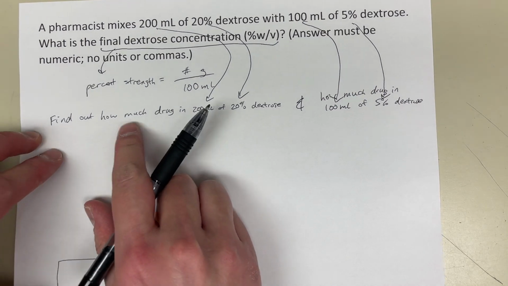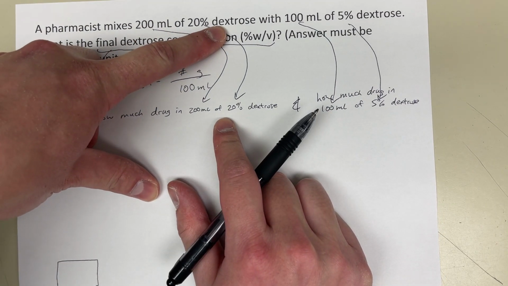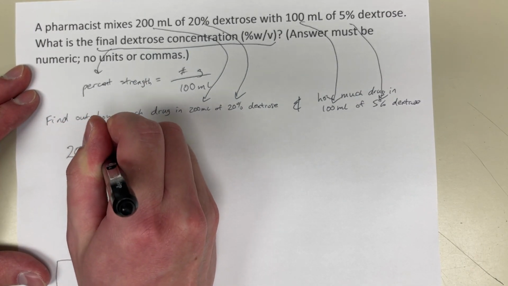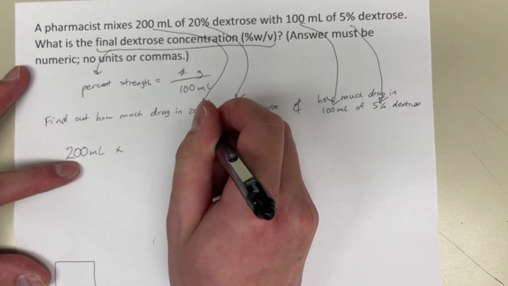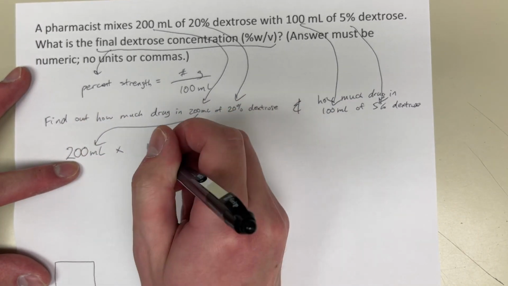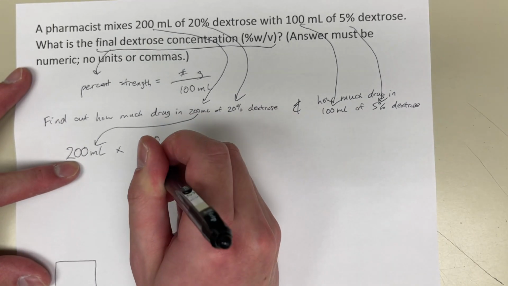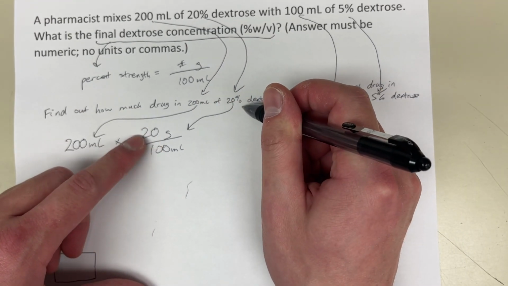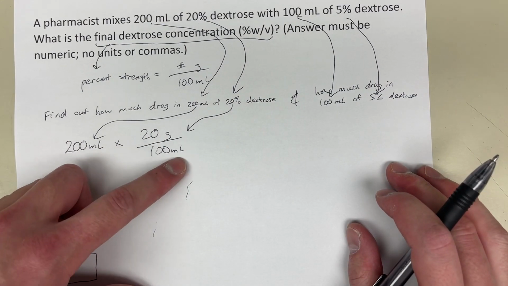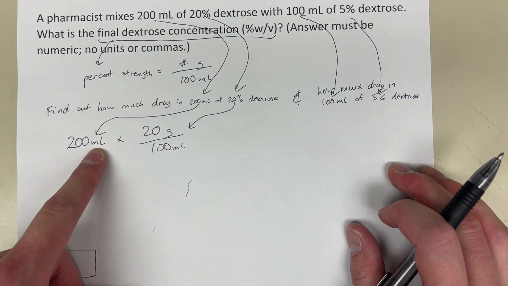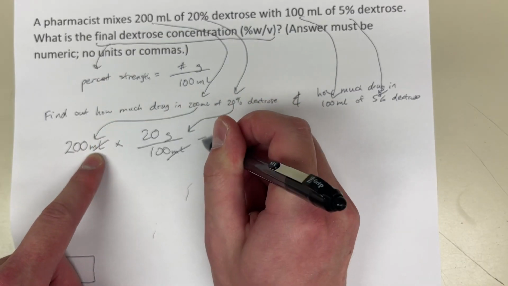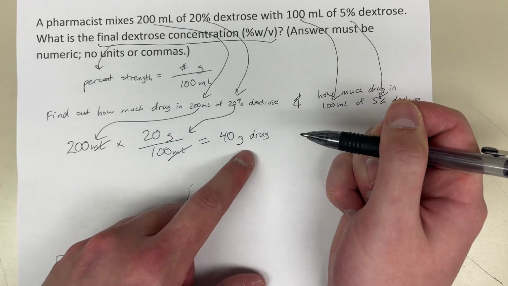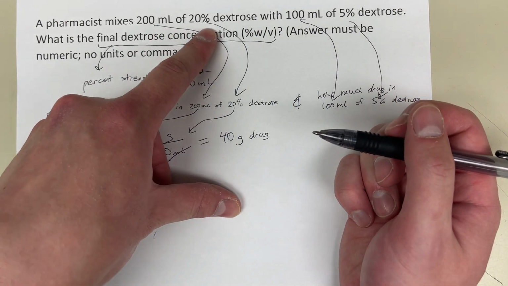So first what I'm going to find out is just this 200 milliliters of 20% dextrose. I'm going to try to find out how much drug is in there. So I'm going to use dimensional analysis. So 200 milliliters times 20% dextrose, which is the same thing as saying 20 grams over 100 milliliters, right? This entire thing is 20% dextrose, 20 grams over 100 milliliters. I know to put the milliliters in the denominator because I want to cancel out with this here, right? So that equals 40 grams of drug, well, specifically dextrose, in this 200 milliliters of 20% dextrose.